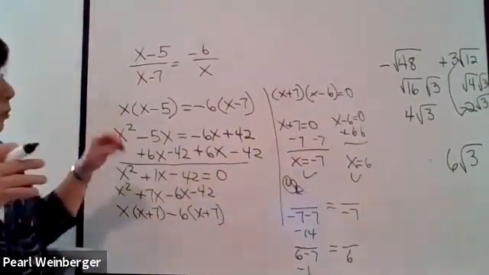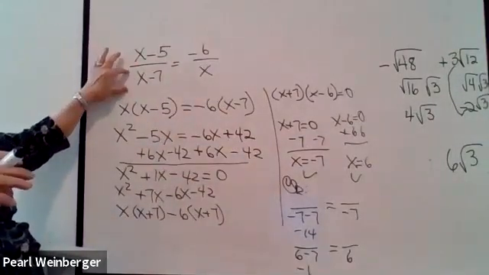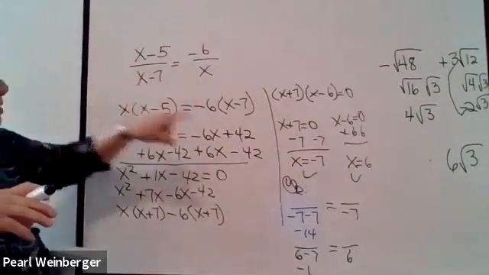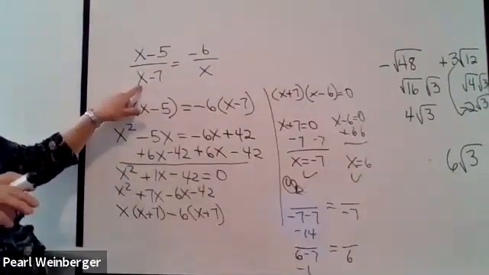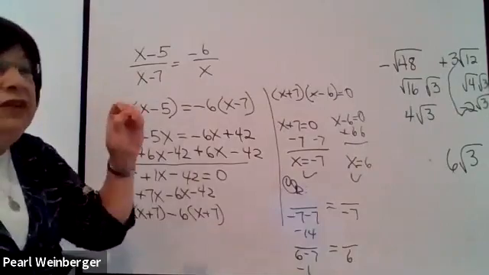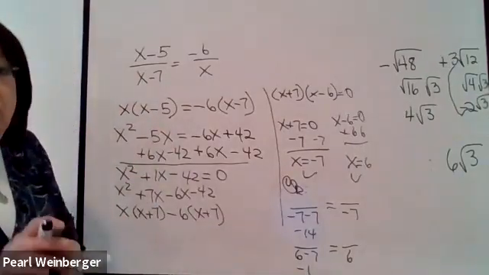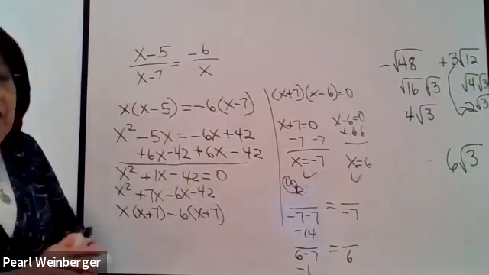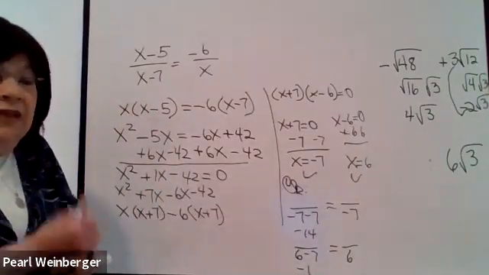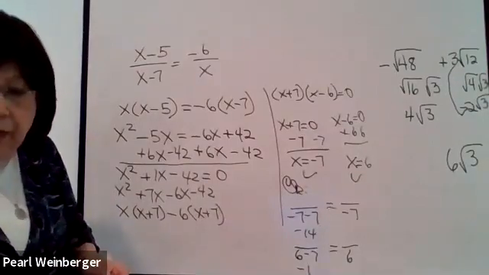But always go back after you've gotten your answers and ask, even just visually, does that number that I got cause a denominator to be 0? And it doesn't have to be every single denominator. It just has to be any one denominator. If it does, then you have to discard that answer. It's an extraneous root. It can't be used.